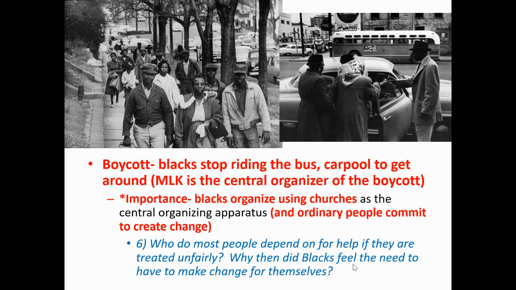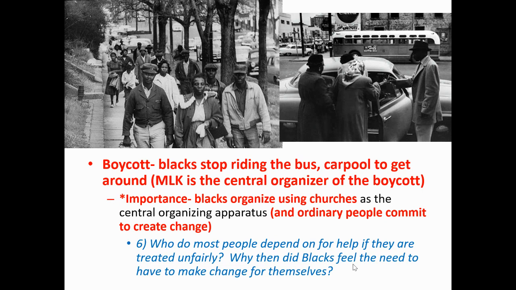Now, the boycott. What happened was that Black residents stopped riding the bus, and instead they carpooled to get around, right? Martin Luther King is brought in to be the central organizer of the boycott. And the important thing about Martin Luther King here is that Black residents used churches as a central organizing apparatus for this boycott, right?